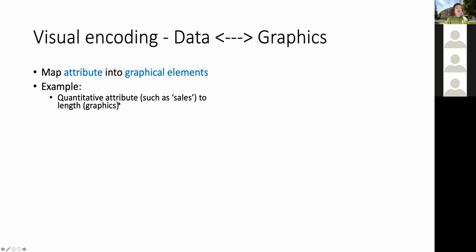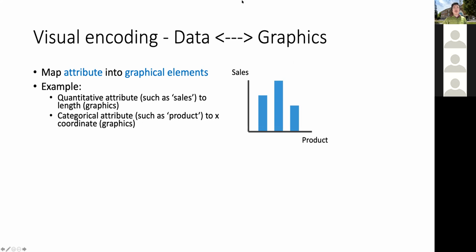So you can have quantitative attributes, for example, the amount of sales in the supermarket data, mapped to the length, which is a graphic element. And for example, for the categorical data, such as the type of product or category of the product, you can map to the x coordinates, the position. And this will be the example. So this is a simple bar chart showing the sales of different products. You can see the y, or the length of these bars, maps to the sales, and the x positions map to the types of the product or the category of the product. So that's what we call visual encoding.